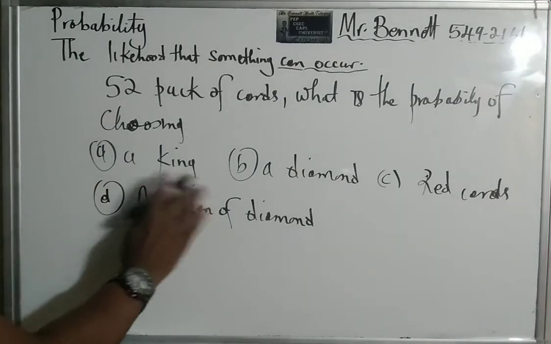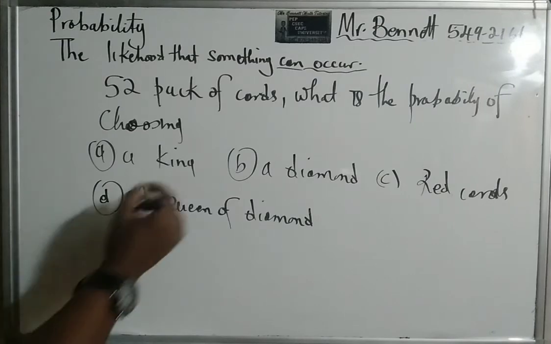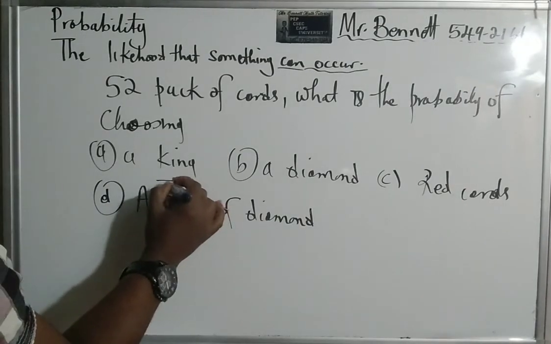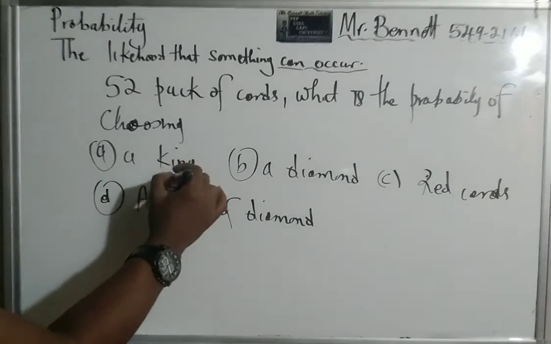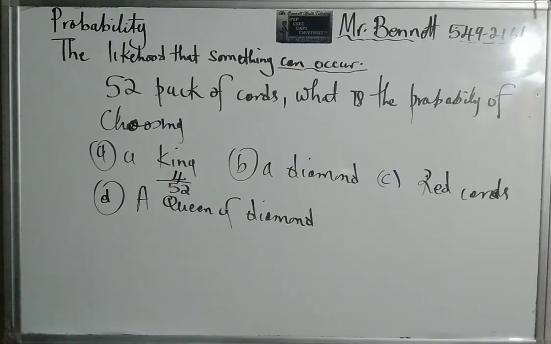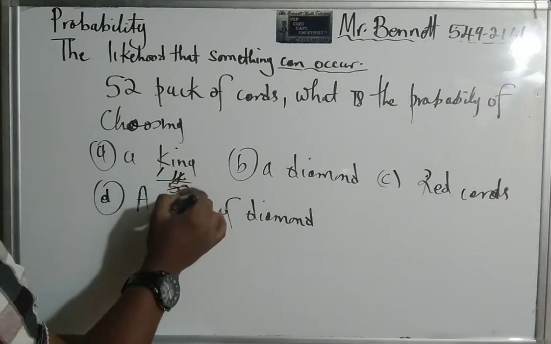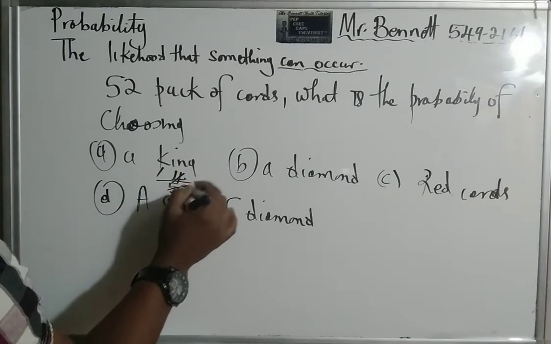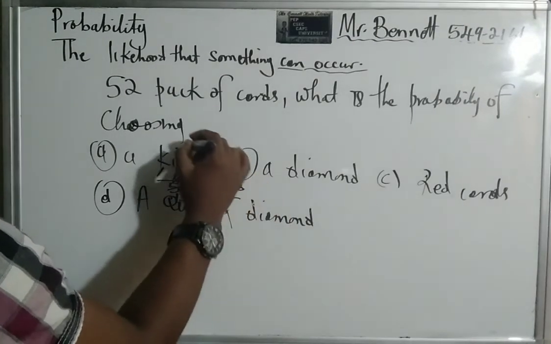Now, that's one of these right here. A king. Now, the total would be 52. How many kings are in the deck? 4. So it will be 4 over 52. And we can reduce that: 4 into 4, 1; 4 into 52, 13. So it will be 1 out of 13 for the king.